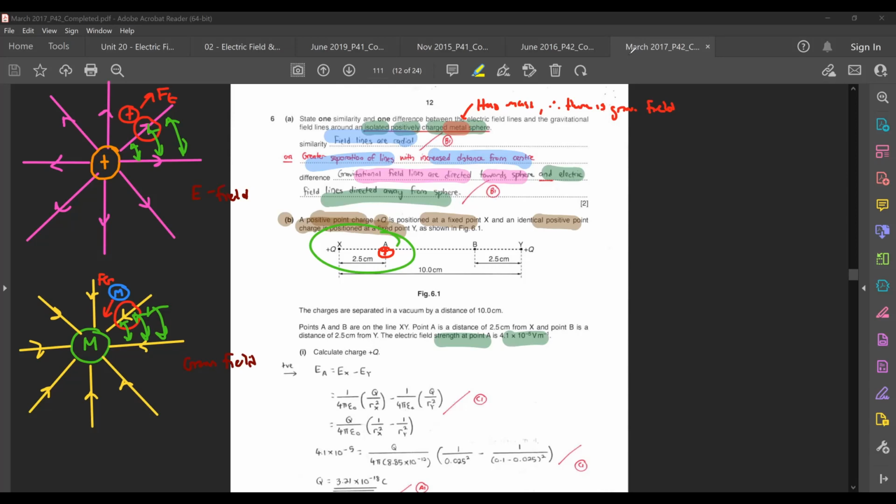It would be towards the right, isn't it? Following the direction of force on a positive test charge. This one will be the direction of your field strength due to X.